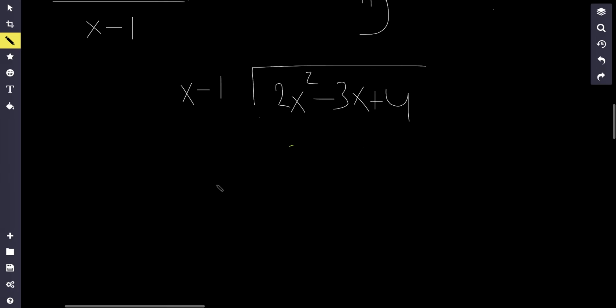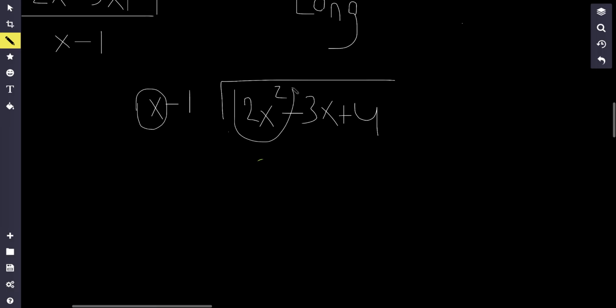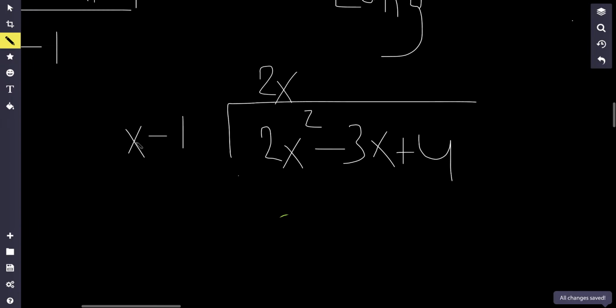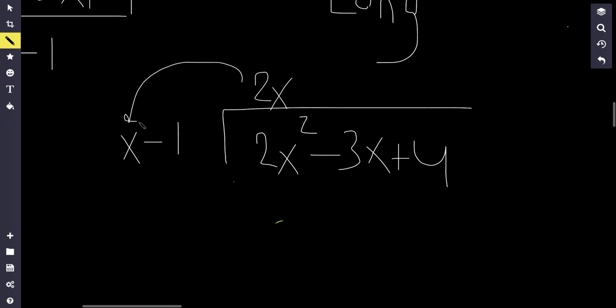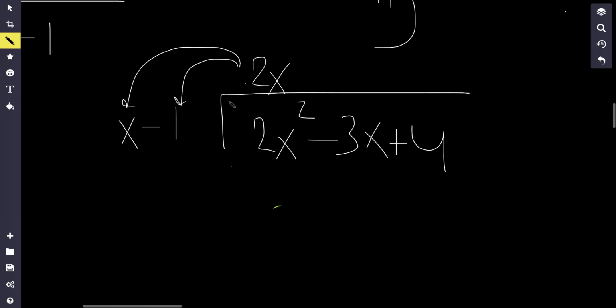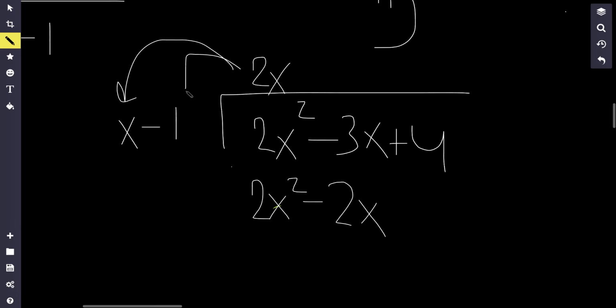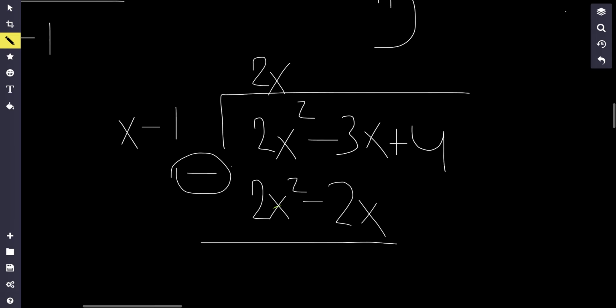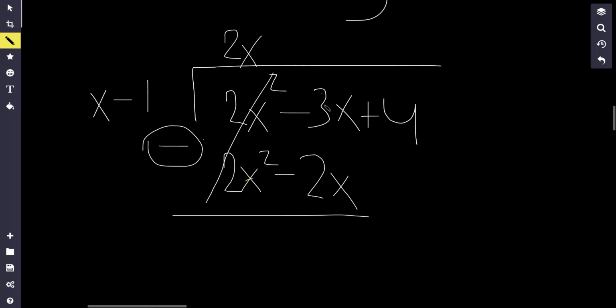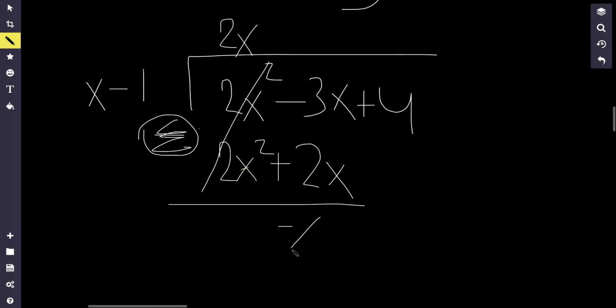Now you're going to ask yourself, what multiplied by x gives you 2x to the second power? And the answer is just 2x, right? So 2x times x gives me 2x to the second power. I'm going to distribute this 2x to these two terms. Basically, 2x times x gives me 2x squared, and 2x times -1 gives me -2x, right? I'm going to subtract. So these 2x squares cancel out, and -3x minus -2x, well, negative makes a positive. So I'm just going to be left with -x.